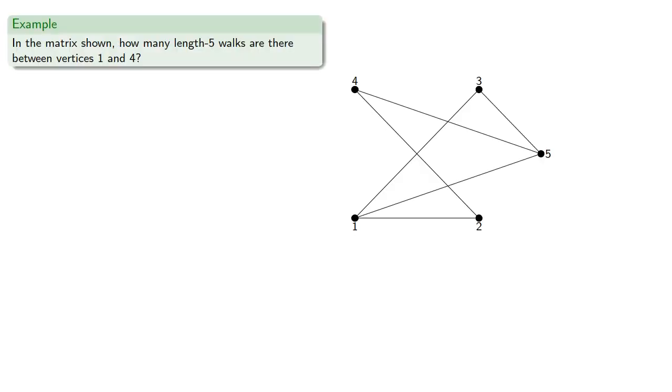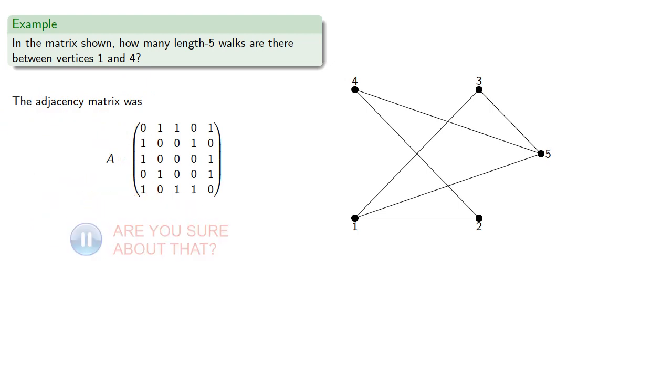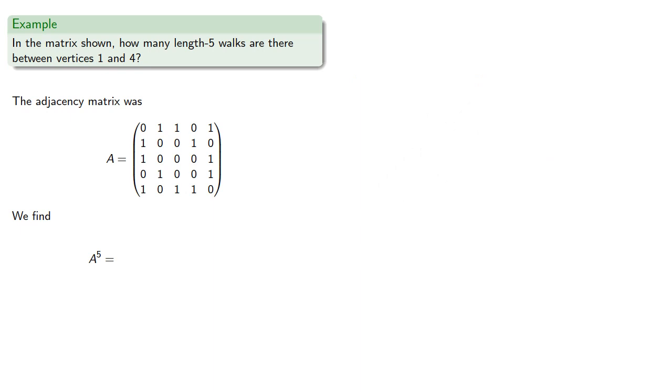For example, let's take a look at our graph, and we might want to find how many length 5 walks there are between vertices 1 and 4. So remember, we have the adjacency matrix, and because we're looking for length 5 walks, we want to find A to the fifth. Now we could find A to the fifth by multiplying A by A by A by A by A by, I've lost count. More efficiently, we can use the fast powering algorithm.